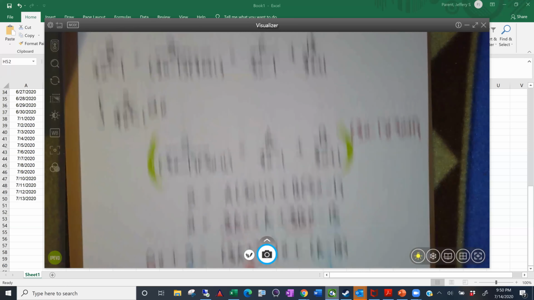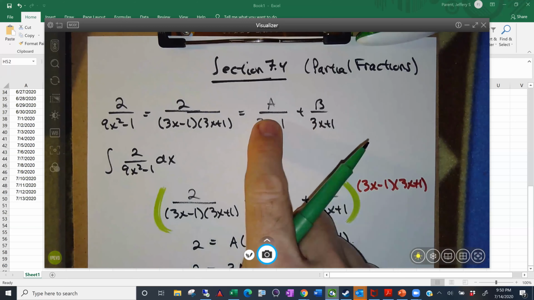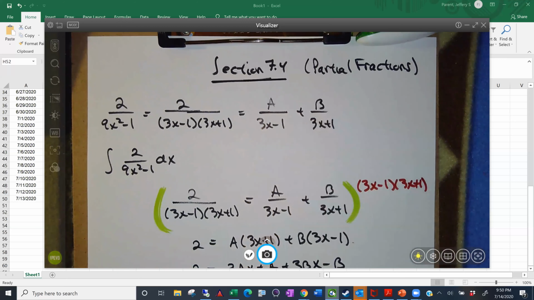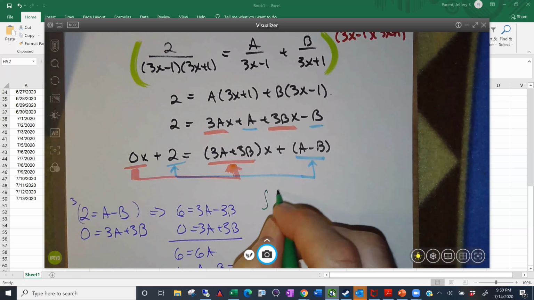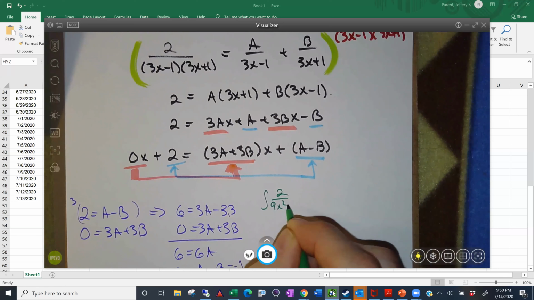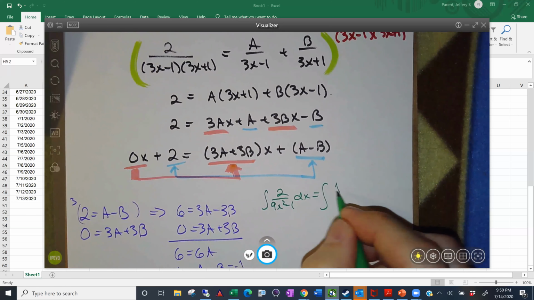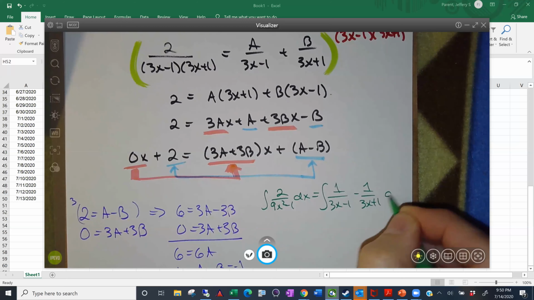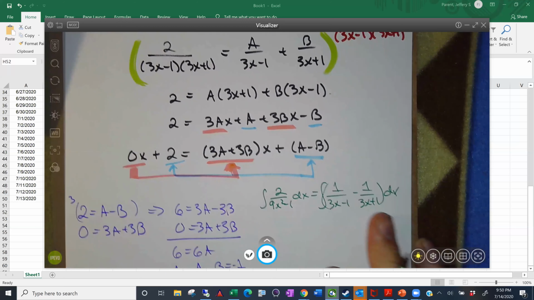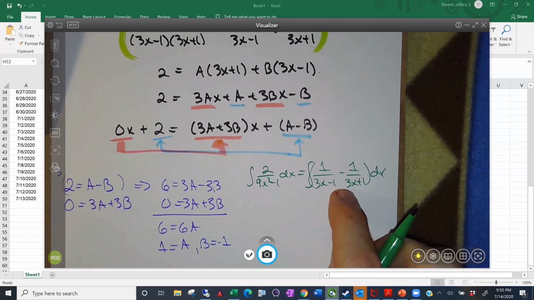Well, what that does for us is it allows us to rewrite this equation using my new coefficients, 1 for a, negative 1 for b. So let's do that down here. Integral of 2 over 9x squared minus 1 dx becomes integral of 1 over 3x minus 1 minus 1 over 3x plus 1 dx. The nice thing is that you can integrate both of those terms.